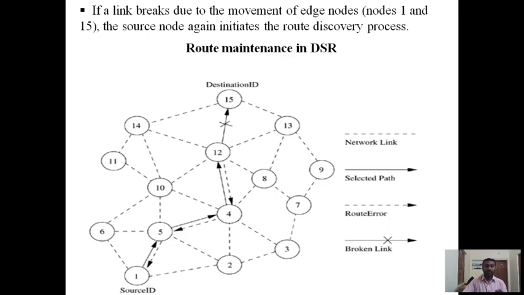So in such a way, if the leaf nodes or the source node or destination are movable, the links may break down at the edges. Due to that, if a breakdown happens, the source node again initiates the route discovery process. Again, starting to ending, the procedure comes back. Again it sends the route request packets, receives the route reply, and establishes the route in the same manner, and maintains it if any breakages are there. So this is the concept of route maintenance in dynamic source routing.